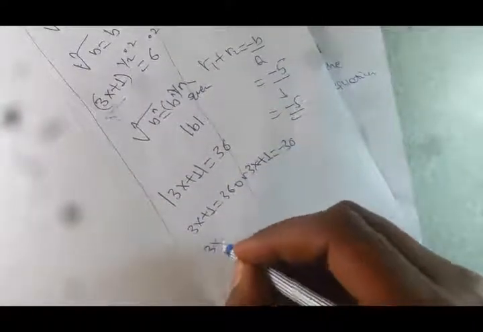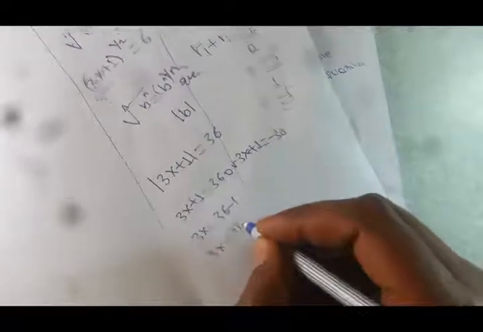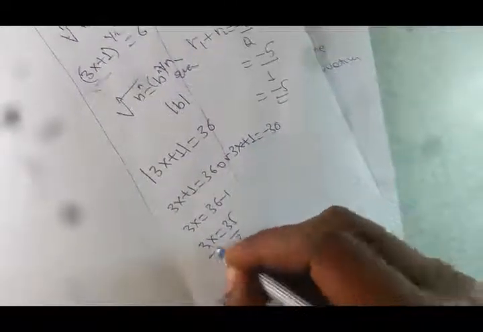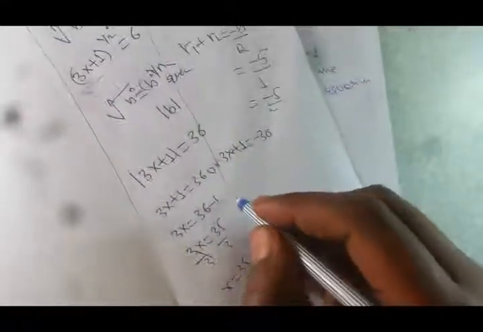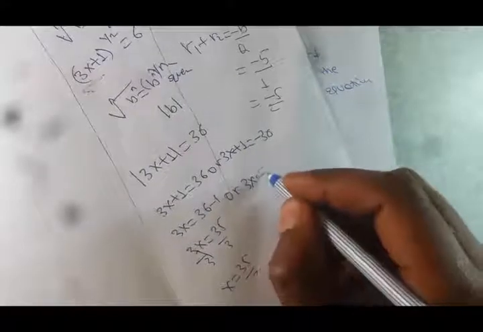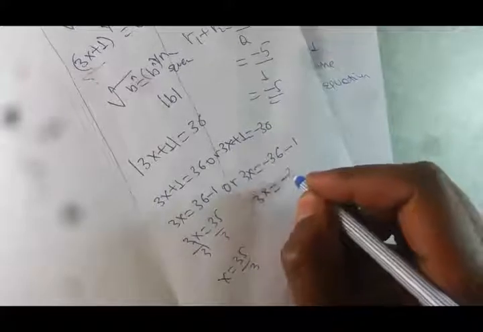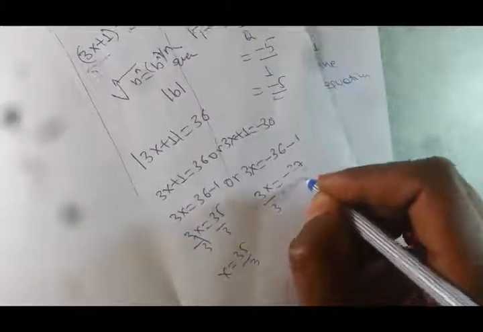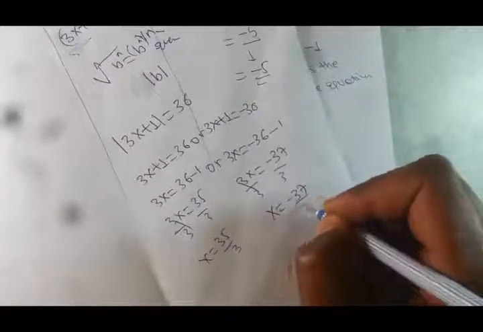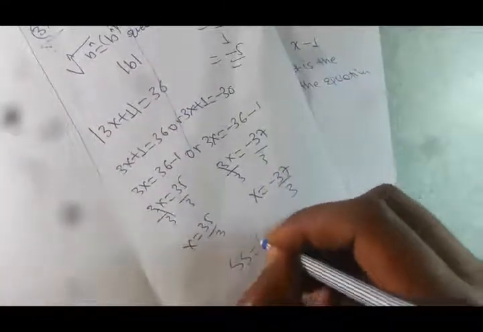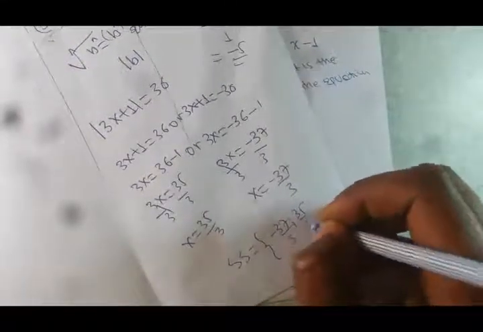Therefore, 3x is equal to 36 minus 1, so 3x is equal to 35. Dividing by 3 on both sides, the value of x will be 35 divided by 3. Or 3x is equal to minus 36 minus 1, so 3x is equal to minus 37. Dividing by 3 on both sides, the value of x will be minus 37 over 3. Therefore, the solution set will be minus 37 over 3, or 35 over 3.